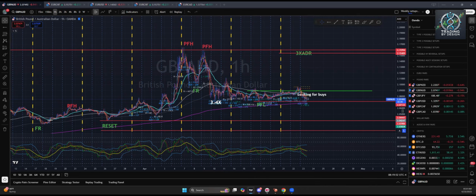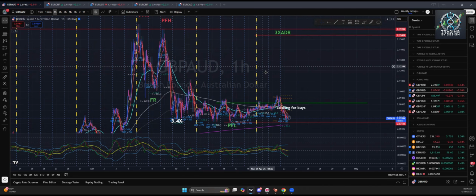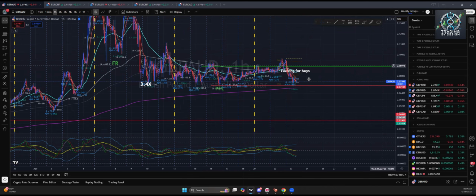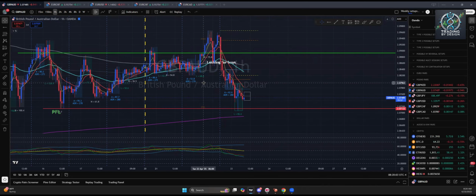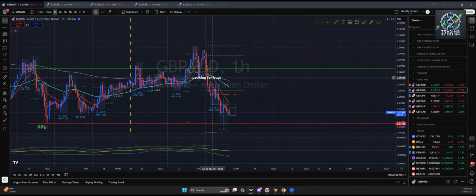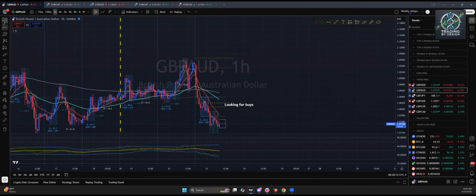All right, next one we have GBP AUD, coming from peak formation low here. I do see that price did go up, but price decided to drop back down, and I see price was already touching this peak formation low level here. So most likely price will decide to either make a reset or a failed reset.